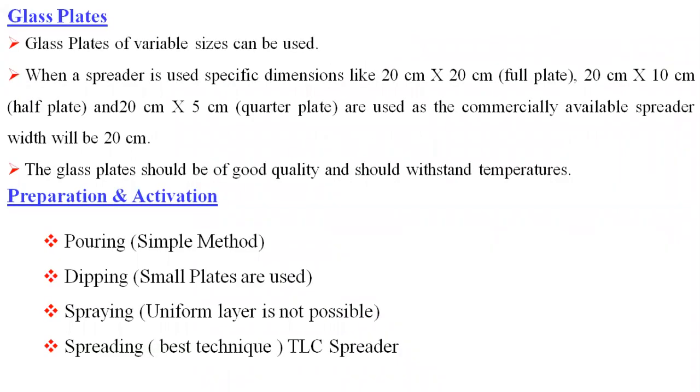Next, we have prepared the stationary phase material. This should be coated on a glass plate. So we are preparing the TLC plate in different sizes, so we are taking glass plates of variable size. The most commonly used dimensions, width and height, are 20 centimeter by 20 centimeter, which is called a full plate, 20 by 10 centimeter, called a half plate, and 20 by 5 centimeters, where we are decreasing the width, which is called a quarter plate. These are used for the commercially available spreaders with 20 centimeters.